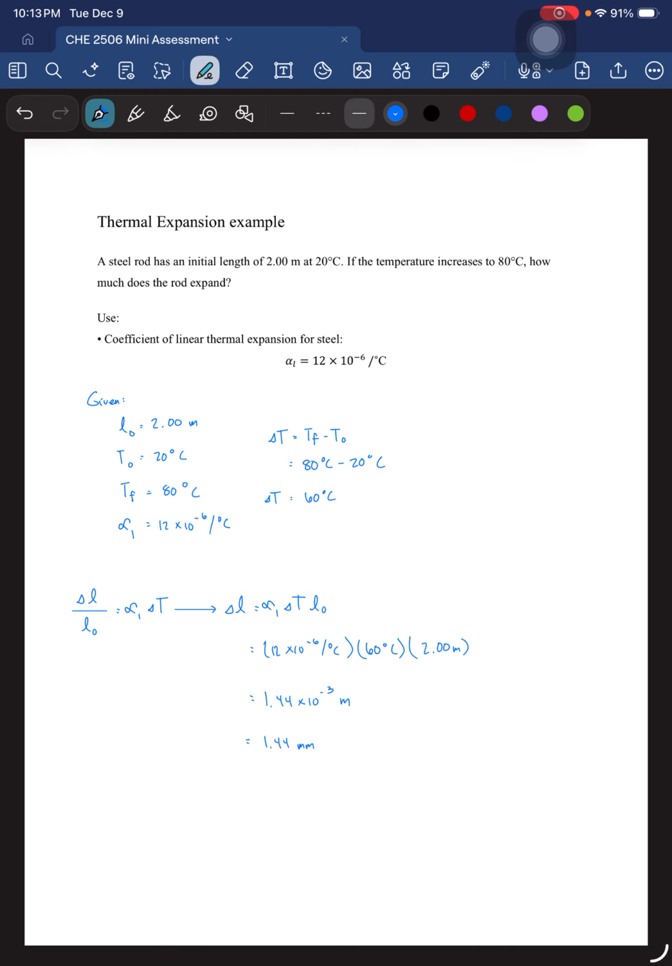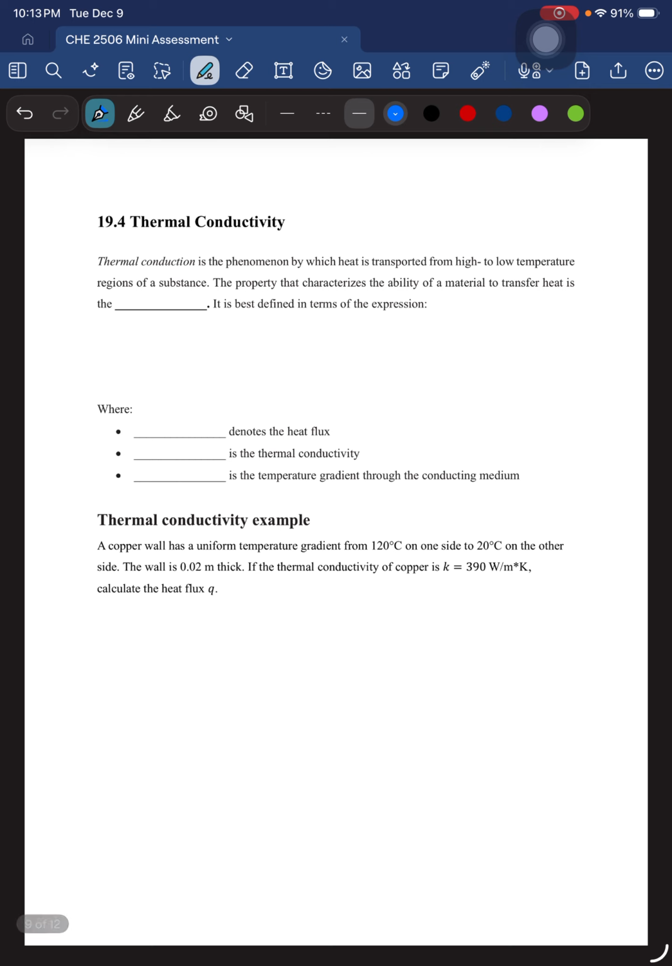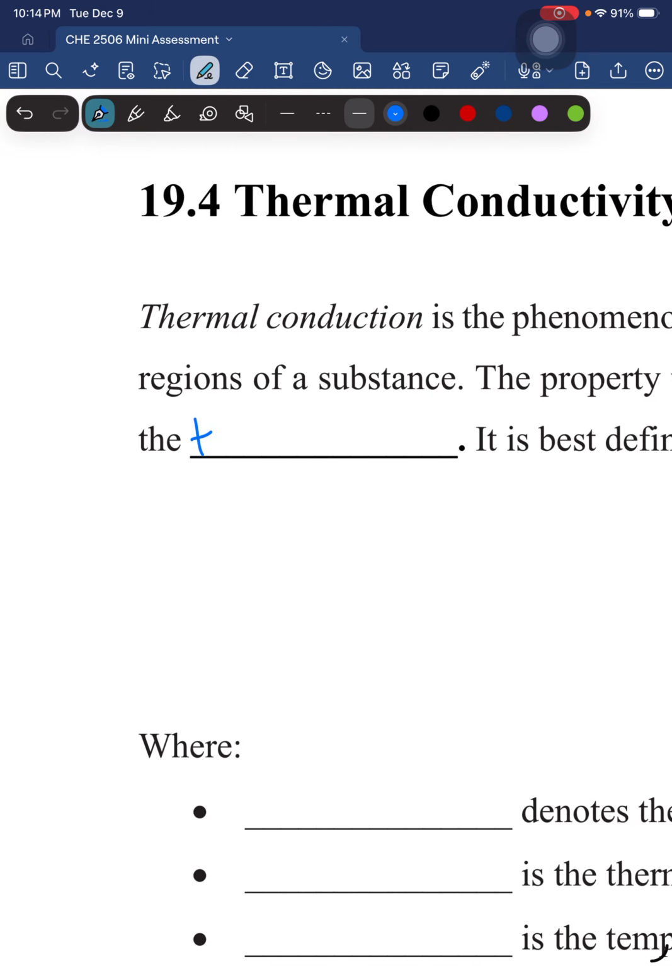All good? Let us now move on to thermal conductivity. Thermal conductivity pretty much describes how well a material transfers heat. Looking at the notes here, thermal conduction is the phenomenon by which heat is transported from high to low temperature regions of a substance. The property that characterizes the ability of a material to transfer heat is the thermal conductivity.